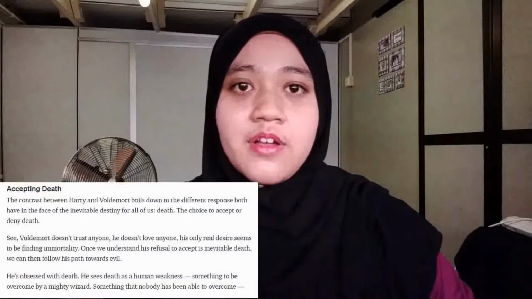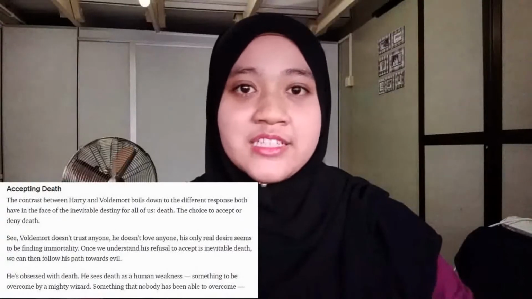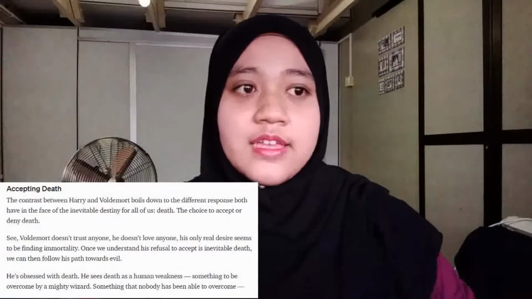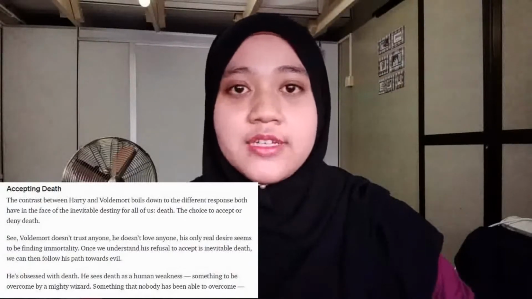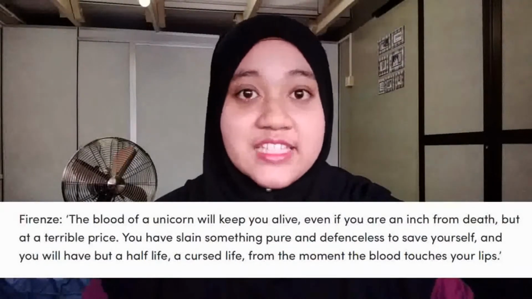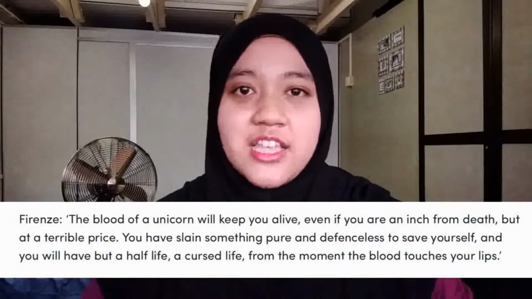The Philosopher's Stone is also known as the key component of the elixir of life, which allowed the keeper to live forever. Harry only obtains the Philosopher's Stone from the Mirror of Erised because he has no intention to use it. On the other hand, Voldemort refused to accept death. He drank unicorn blood in order to extend his life. However, in the words of Firenze the centaur, the blood of a unicorn will keep you alive, even if you are an inch from your death, but at a terrible price.